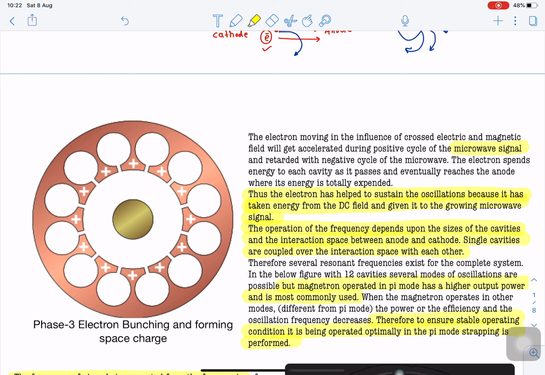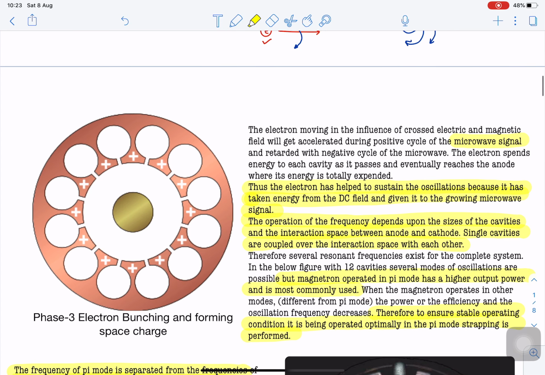Hence, the electron is going to spend its energy to each cavity as it passes, and eventually it reaches the anode where its energy is totally expended. Therefore, the electron has helped to sustain the oscillation because it has taken the energy from the DC field and given it to the growing microwave signal.